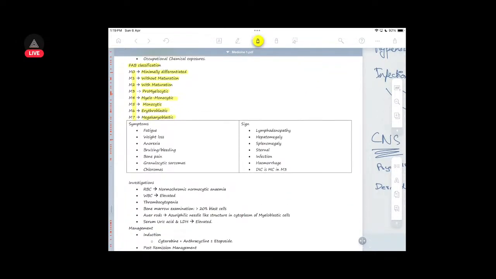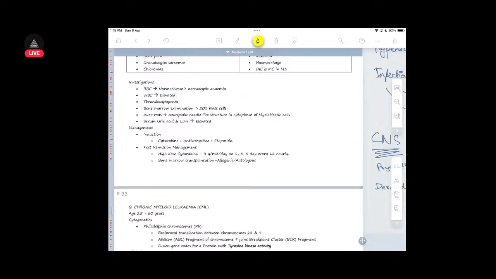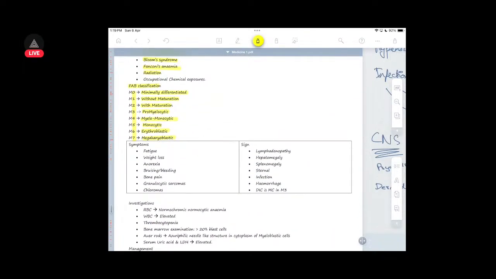It is FAB classification. I forget what FAB is. Yeah, no idea.